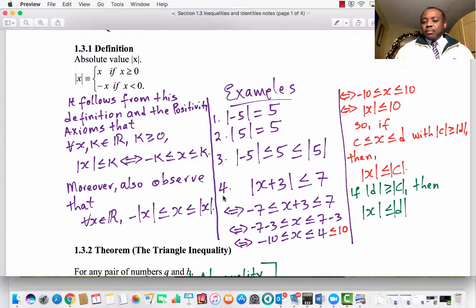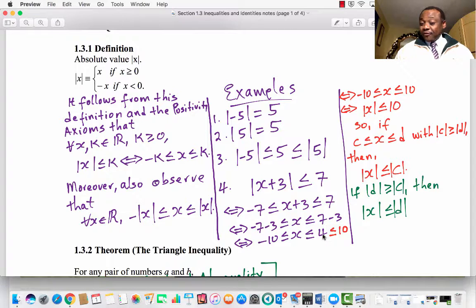Now, let's look at example 4. The absolute value of x plus 3 is less than or equal to 7 if and only if, go back to this inequality right here, which I ask you to remember, negative 7 is less than or equal to x plus 3, which is less than or equal to 7. And if I subtract 3 on all sides, I end up with negative 10 is less than or equal to x, which is less than or equal to 4.